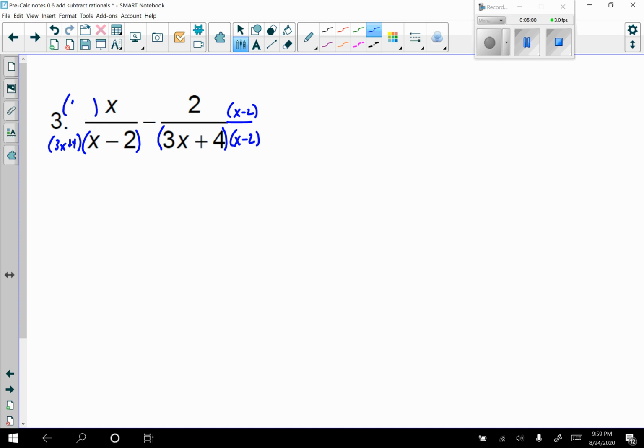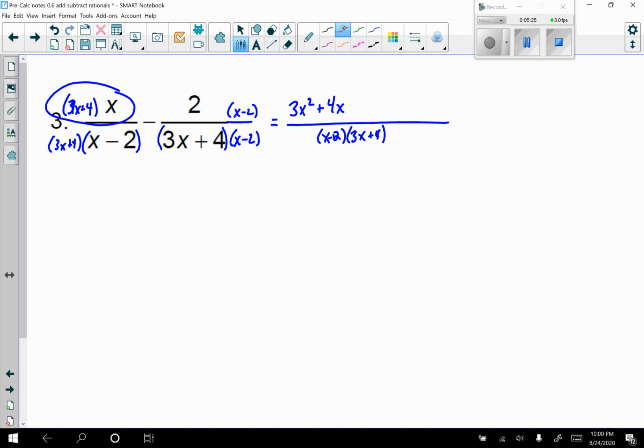So put that on top as well. 3x plus 4. So we end up with, distribute that x, 3x squared plus 4x over, I'm going to make one big fraction out of this. We're going to have an x minus 2 and a 3x plus 4. There's the first fraction. We could color code this.